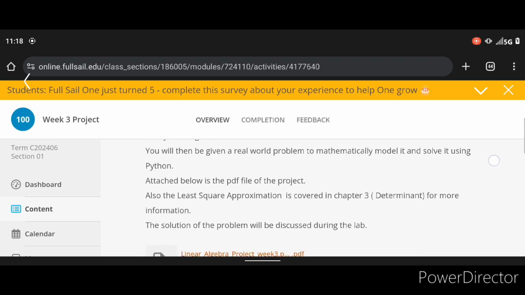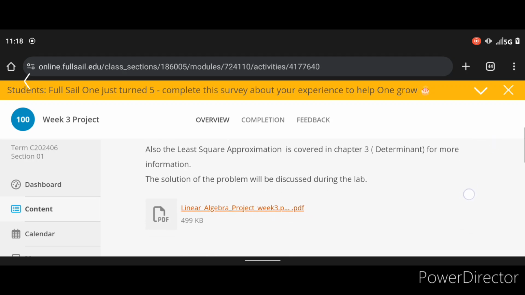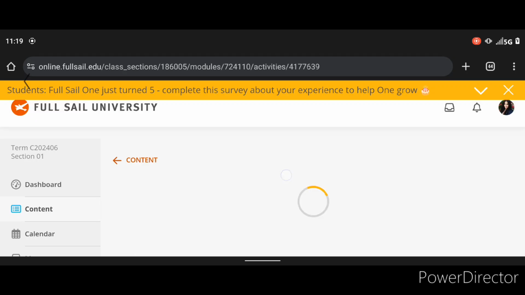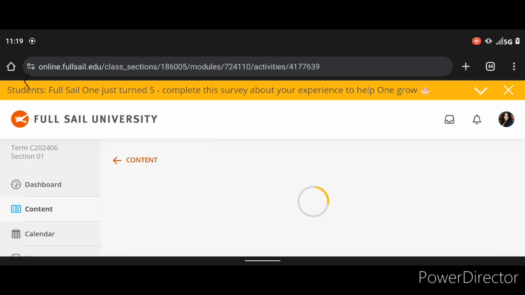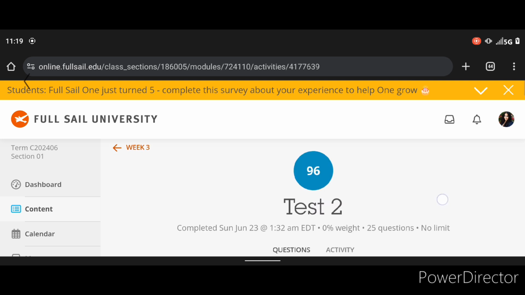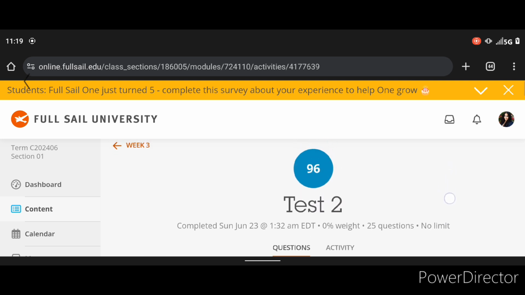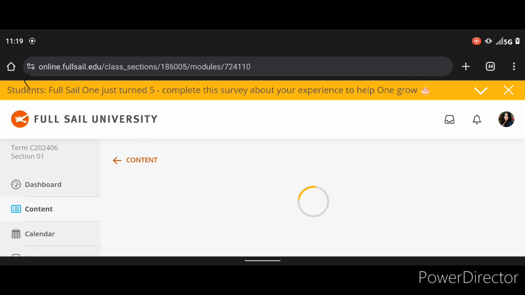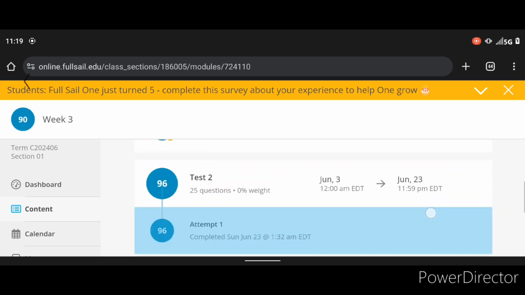And the test 2, I did fairly well on it. It was 25 questions and I got a 96. And that was week 3 of linear algebra.